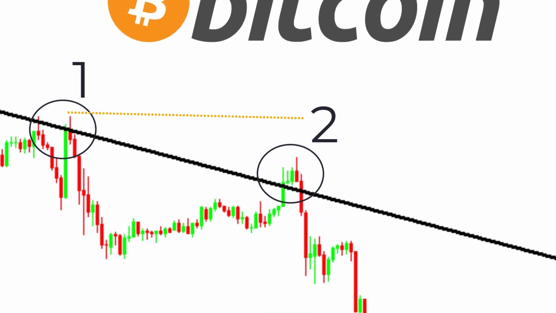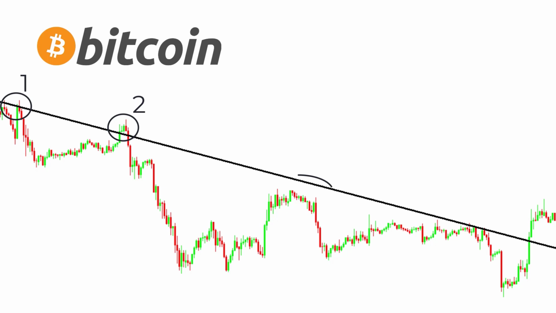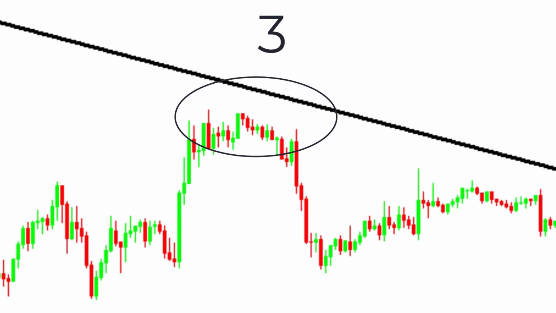So, if the price had broken above the first high, then we would have assumed that the trend zone is weak, and we won't bet on the trend line. Same goes for the third touch, as the price has approached the trendline zone and slowed down before getting rejected.